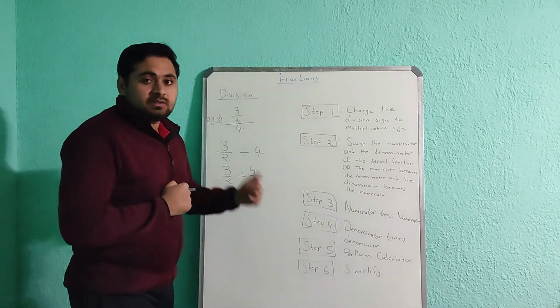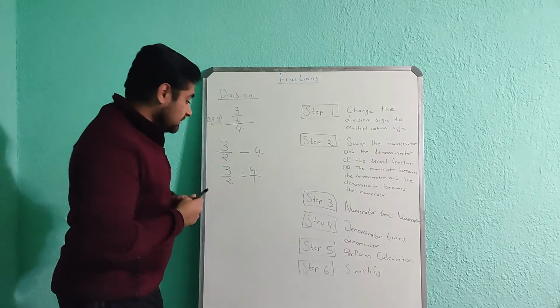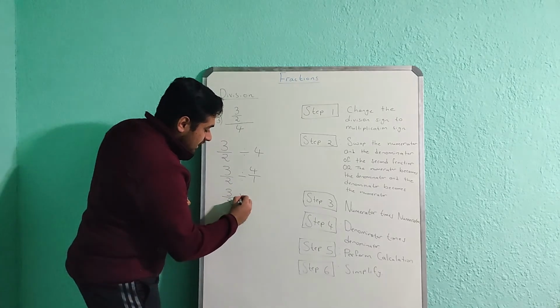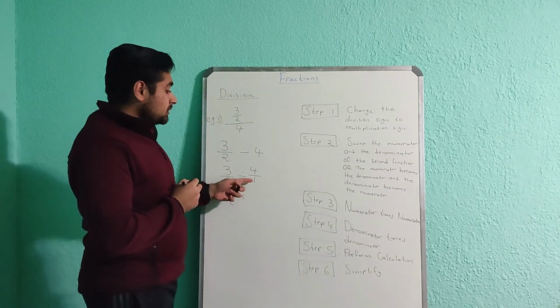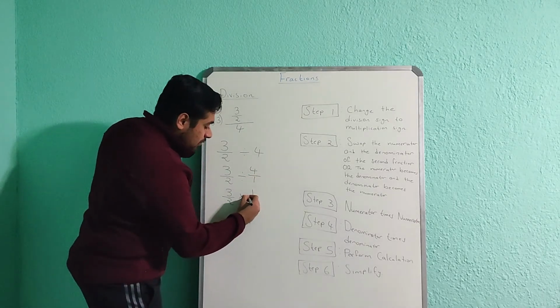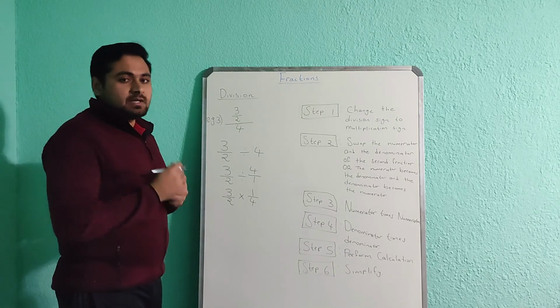Now we begin with our steps. So now the next step is to change the division sign to multiplication sign. So we go on to 3 over 2 times. Now if you change division to multiplication, it means you are going to swap the fraction. So it means 4 over 1 becomes 1 over 4. And from now on, this is your multiplication step.